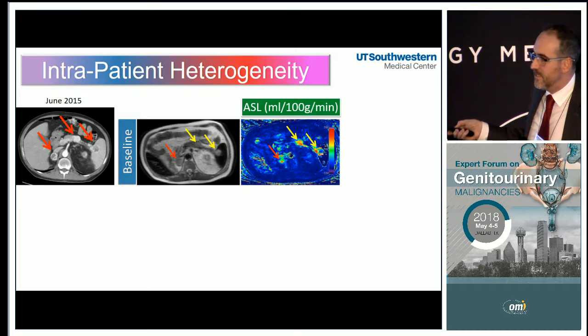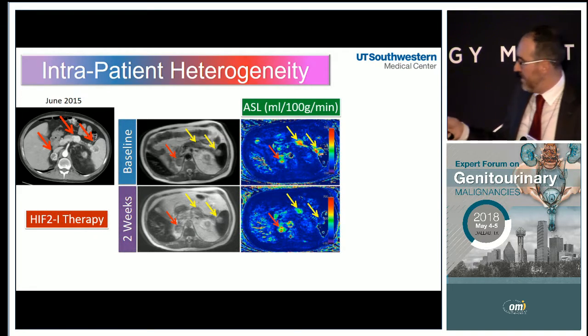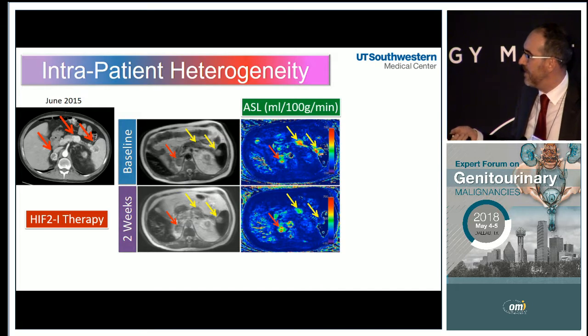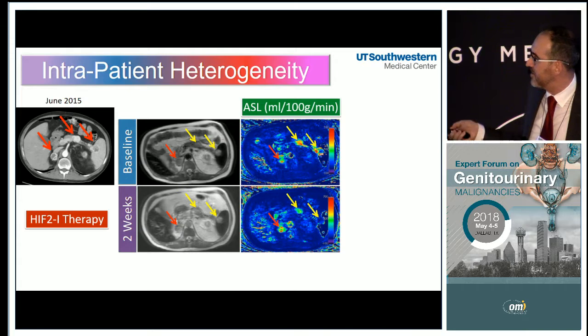So we also did an ASL scan here, so you can see that the perfusion is very high in all 3 metastases. This was one of the patients enrolled in the phase 1 HIF2 inhibition therapy trial that Jim Brugarolas mentioned earlier. And 2 weeks after therapy, this is a companion study that we did at UT, you can see that 2 weeks later, there's excellent response in the spleen with complete decrease in the perfusion.